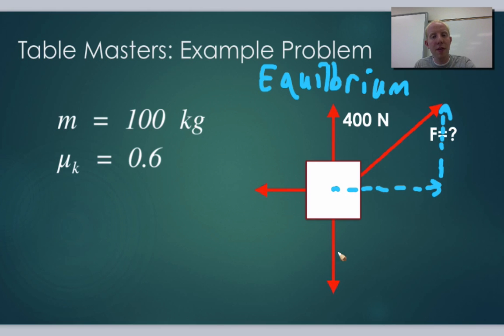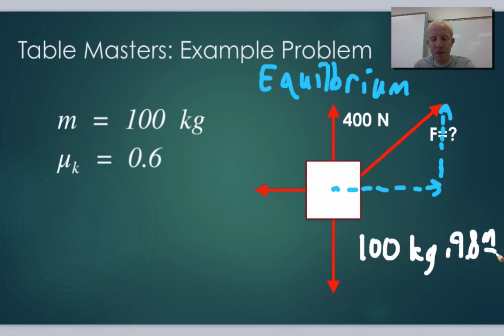So we can determine the gravitational force because we have the mass of the object. So that's just going to be 100 kilograms times 9.8 meters per second squared, which will give us that this is 980 newtons. So we have 980 newtons going down. We can determine that from the mass.